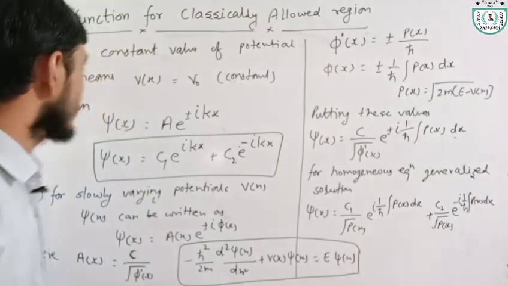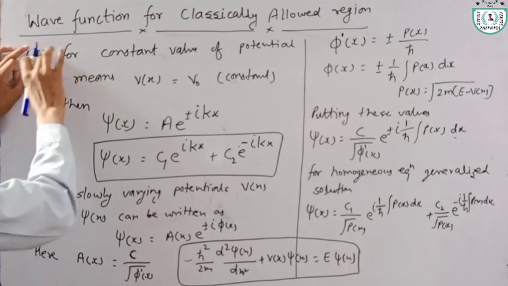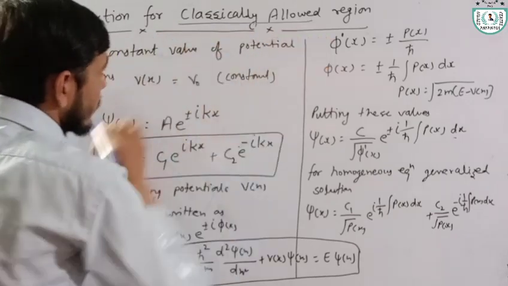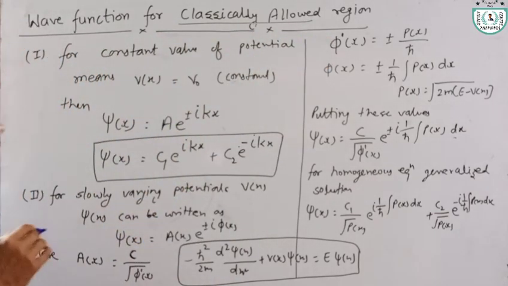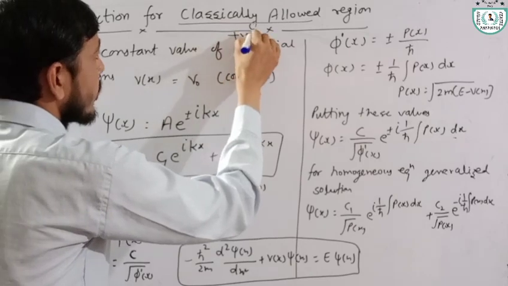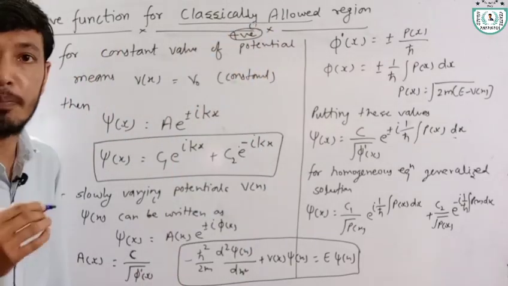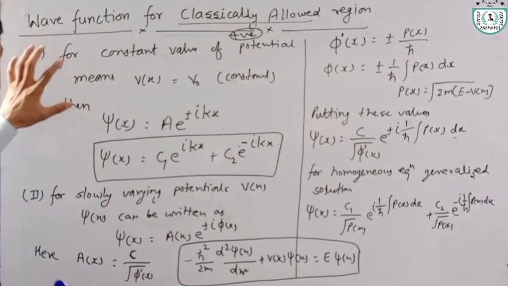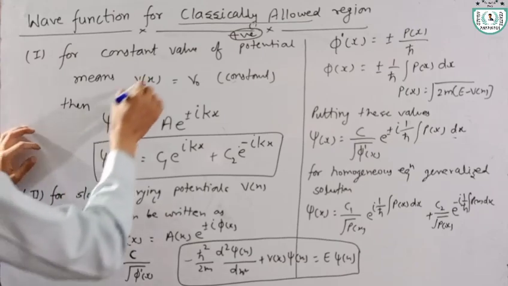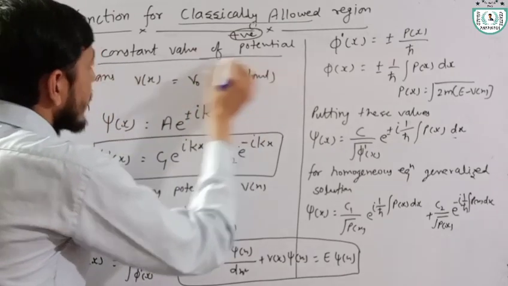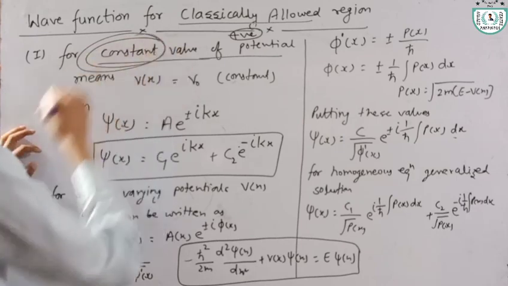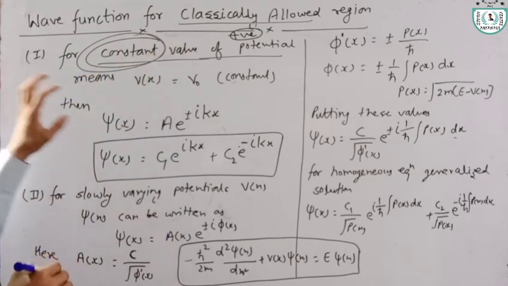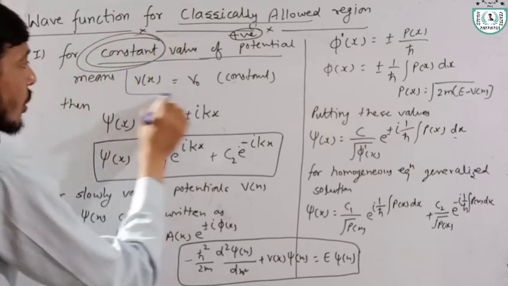Okay, let us start. First of all, we have the wave function for the classically allowed region. In the classically allowed region, we see that the kinetic energy is always positive. Now, first of all, we will take the value of potential as constant. The constant value of potential is V naught.